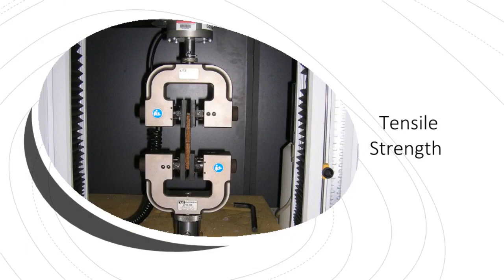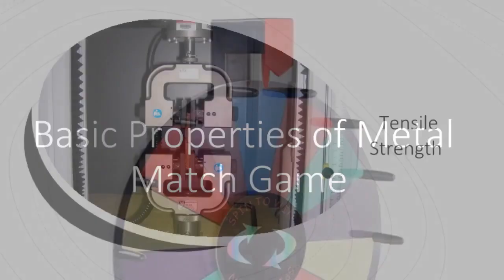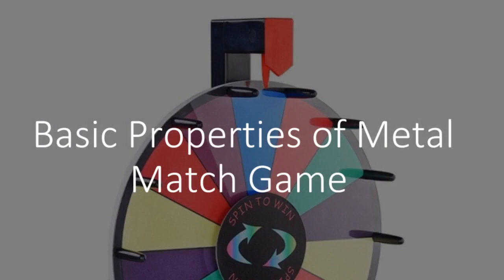Ultimate tensile strength, often shortened to tensile strength. Ultimate strength is the maximum stress that a material can withstand while being stretched or pulled before breaking. Let's play a match game. We will match 5 common metals to the identifying properties that each one has. I will state a metal and then add the basic properties associated with each. Brittleness. Ductility. Elasticity. Malleability. Hardness.